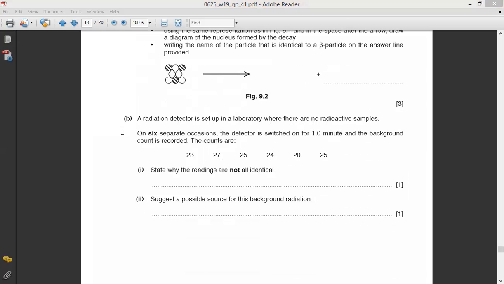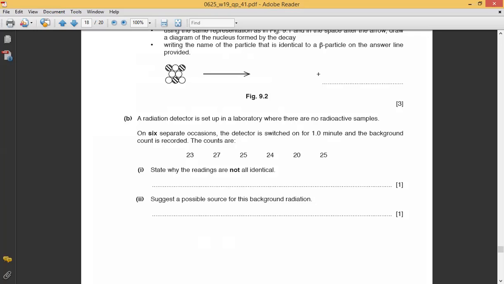Please write the reason why the readings are not identical is because of radioactive emission. It could be because of radioactive emission. It could also be because of the background radiation, and it could also show that the decay is random. The decay of these samples is random.